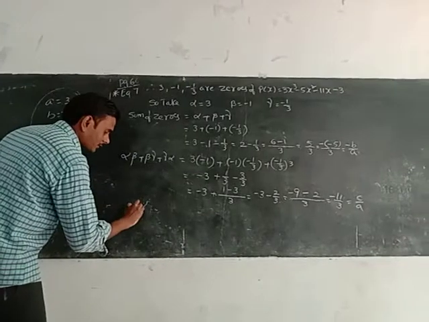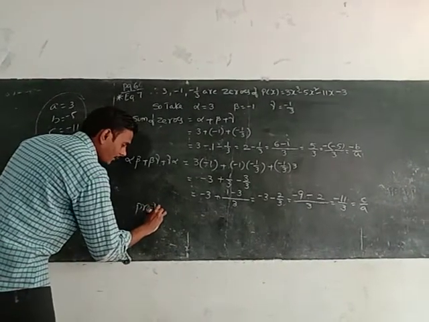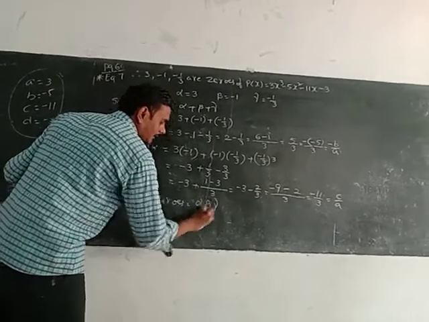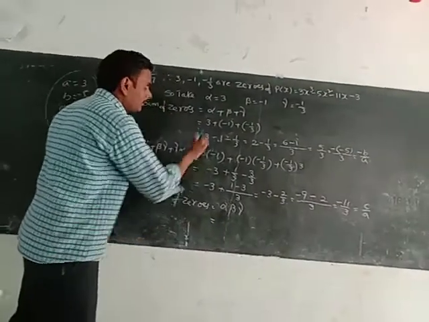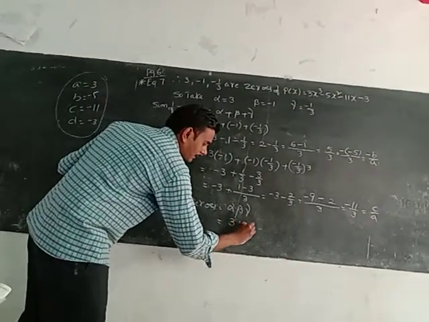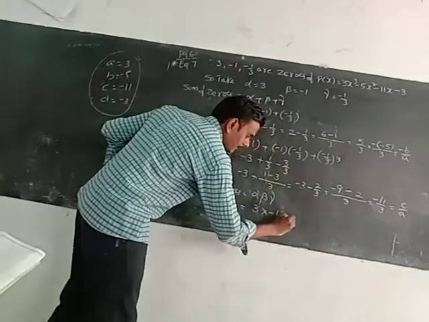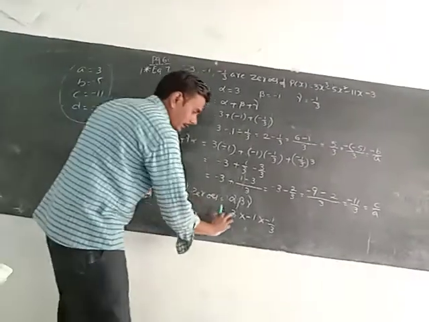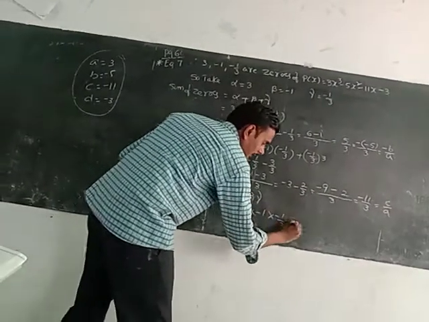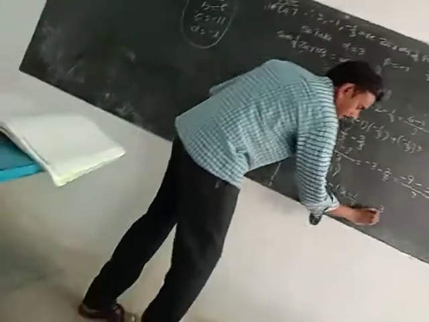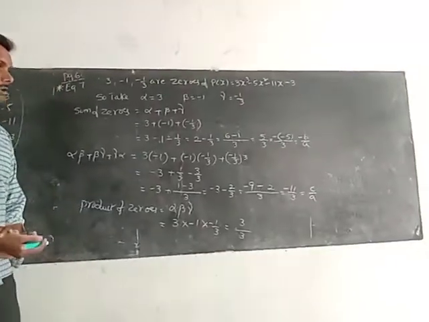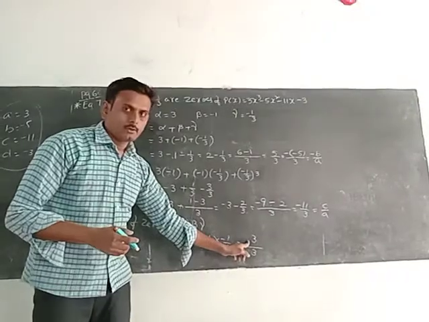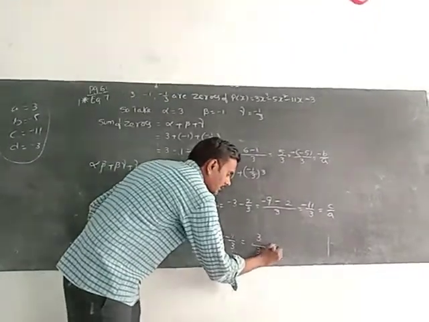Next, product of zeros. Product of zeros equal to alpha beta gamma. Alpha value 3 multiplied by beta value minus 1, gamma value minus 1 by 3. Don't cancel here; multiply numerator with numerator. 3 into 1 is 3. Minus is repeated two times, so plus, by 3. But what is the constant value? At the start the d value is minus 3, but here we are getting plus 3. To get minus 3, we have to take minus of minus.